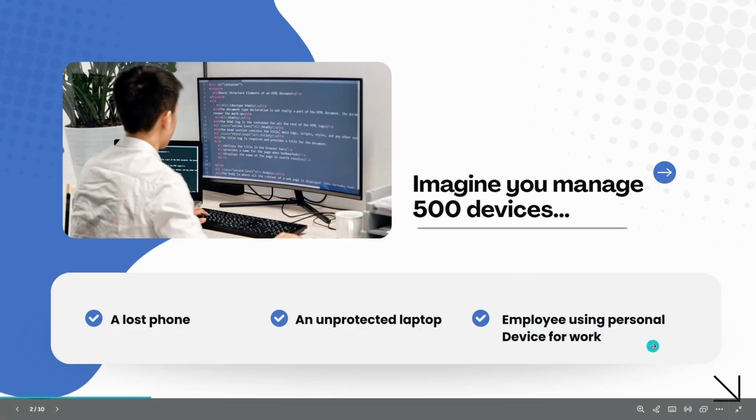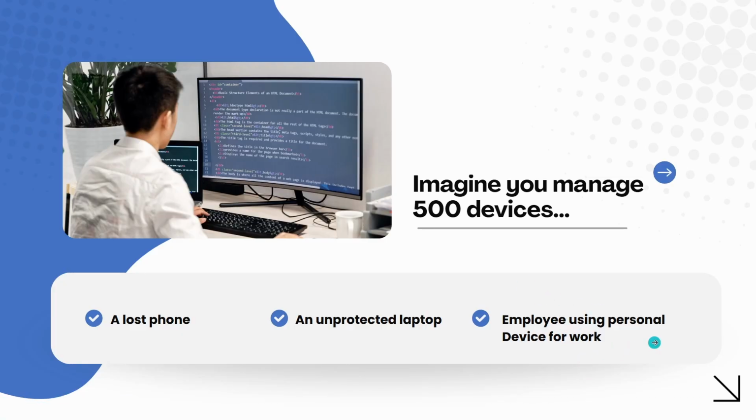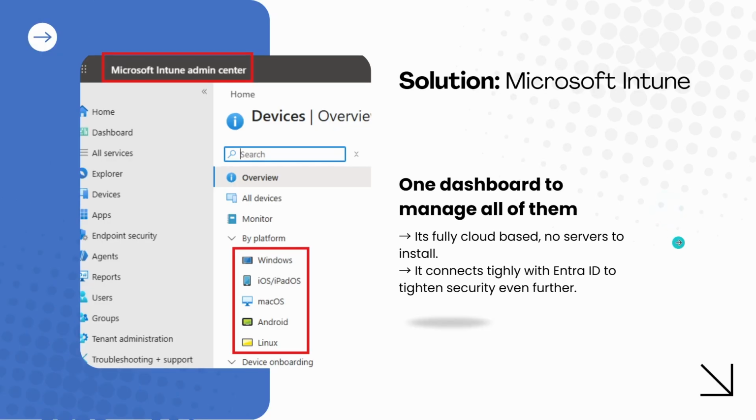Third is an employee using a personal device for work. No problem. We can protect the company data by separating work data and personal data, keeping them separate. We will understand with an example later on in the upcoming slides. So all those three problems can be solved from just one dashboard, which is the Microsoft Intune Admin Center. One dashboard to manage all of them.